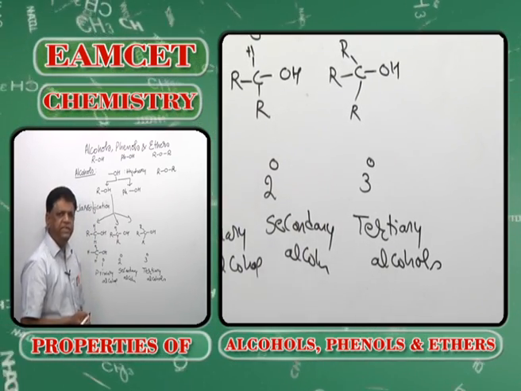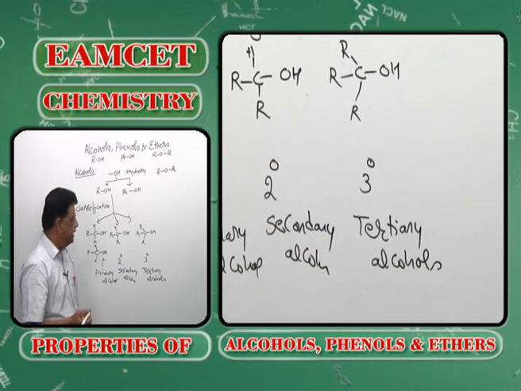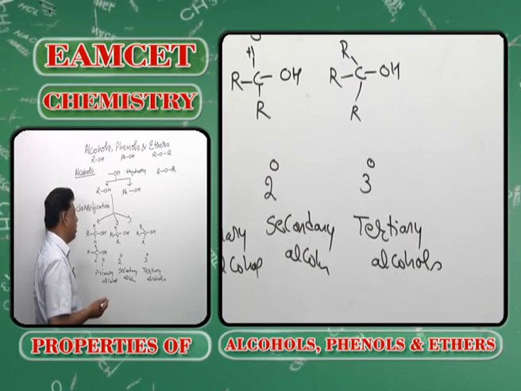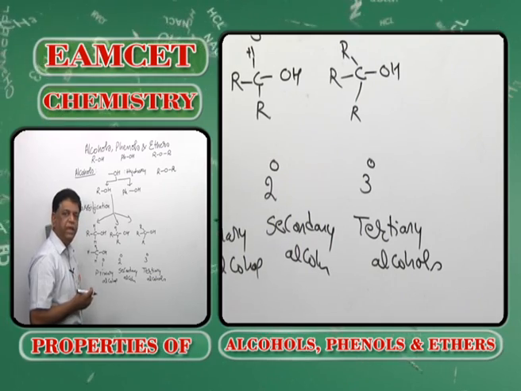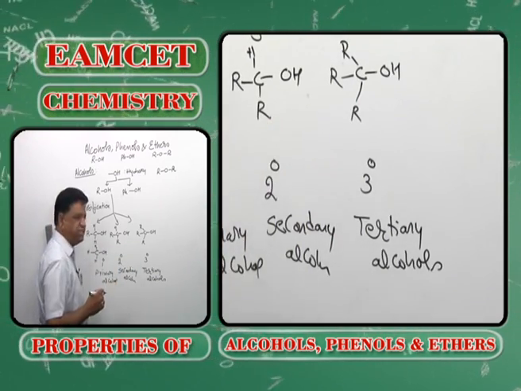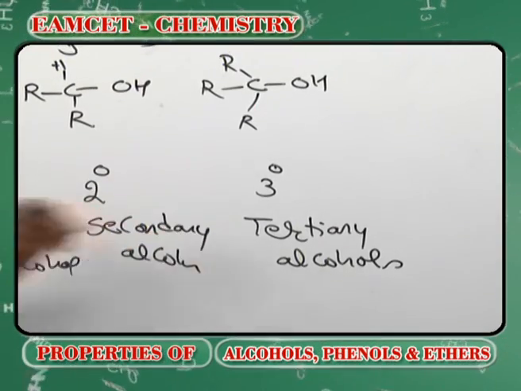So, there are 3 types of alcohols: primary alcohols, secondary alcohols and tertiary alcohols, because they have slight differences in oxidation, relative reactivity and dehydration; they show slightly different properties. Even in the preparations, we require slight variations in the preparation methods. That is why we have a classification here: primary, secondary and tertiary alcohol.